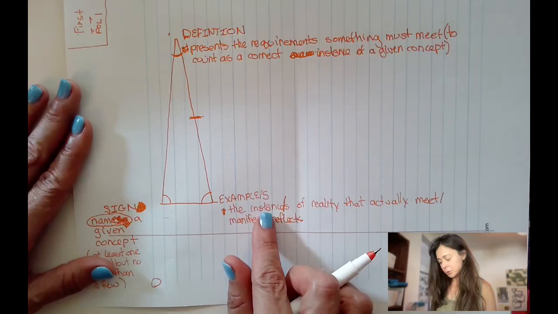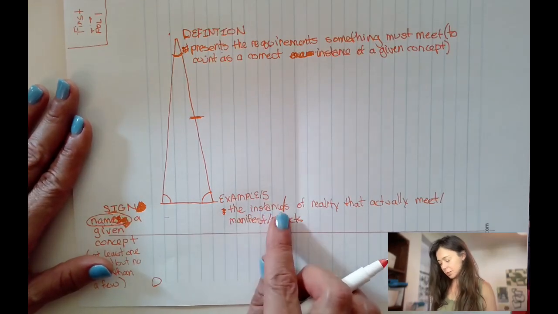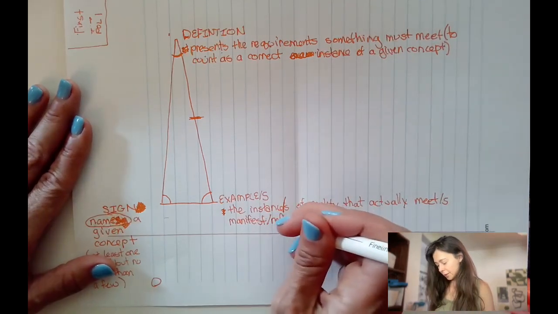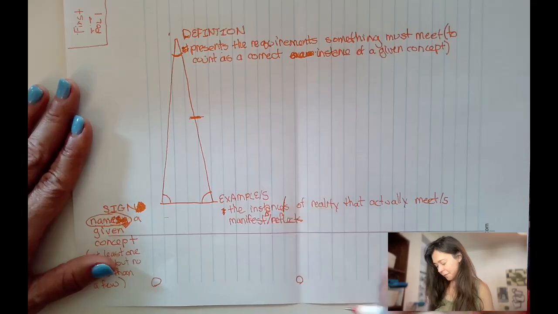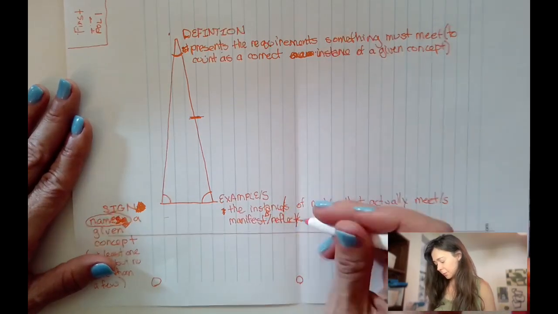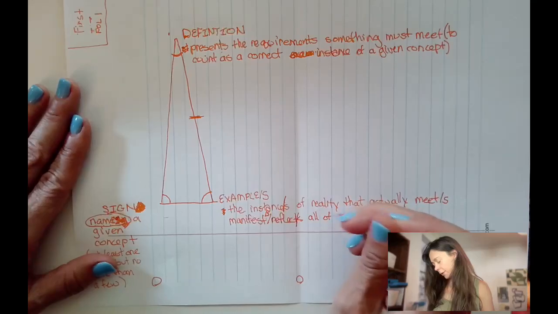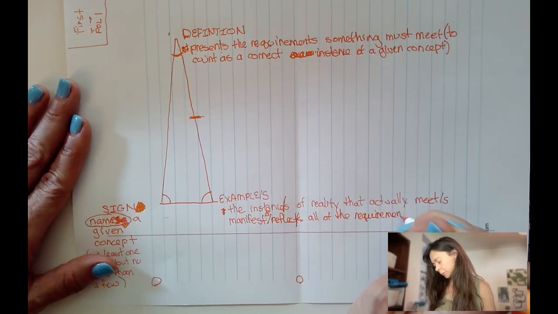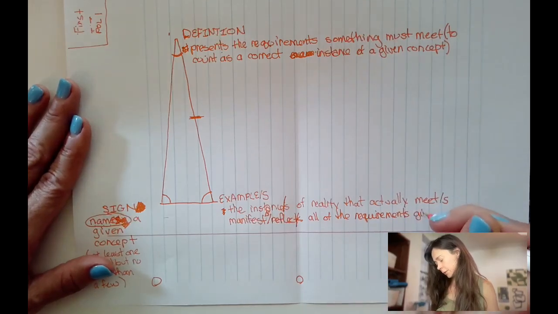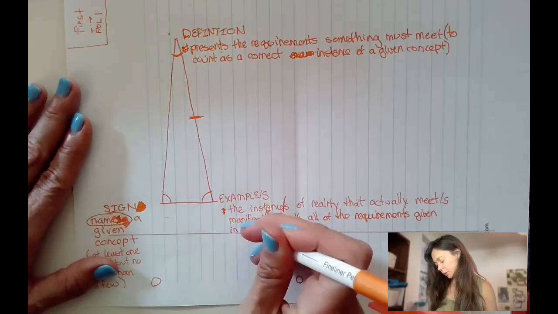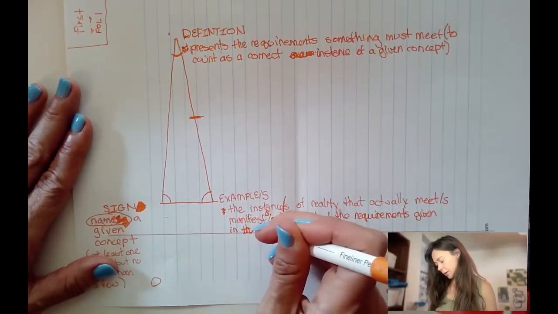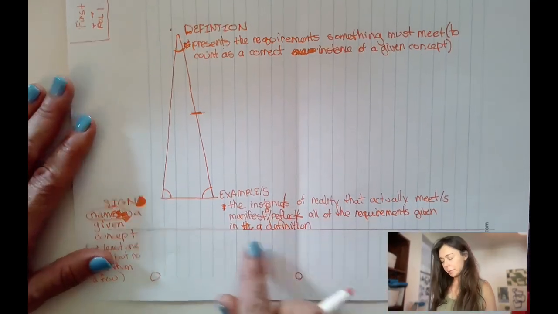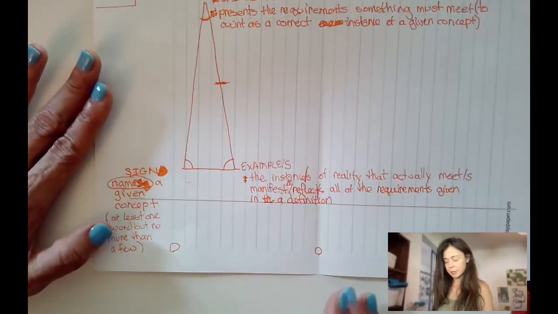Let's put a slash. Maybe there's only one instance for that concept, or it's instances. So the instances are instance of reality that actually meet or meets. Manifest. That one I already kind of messed up, but it's manifest and then manifests. Reflect, reflects. All of the requirements given in a definition. And by the way, don't worry if you are going below the line here. You can see that I did that here. It's not a big deal.